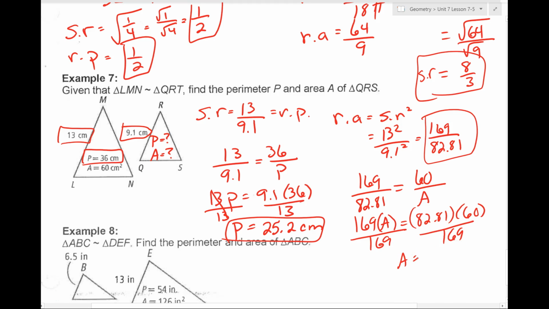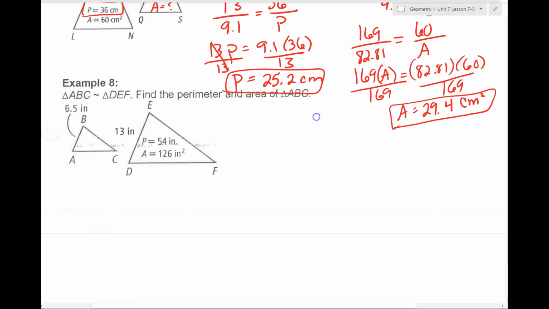All right, we're going to do the math real quick. I'm going to do it on my calculator, if I don't type in something wrong like I just did. All right, what do we got here? Divide it by 169. All right, I got 29.4, and it's going to be square centimeters. Does that make sense? All right, keep going on the last one.